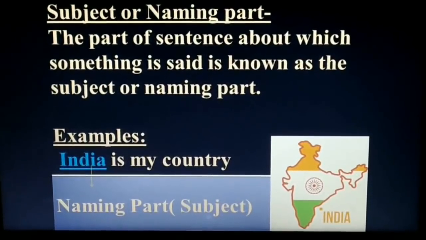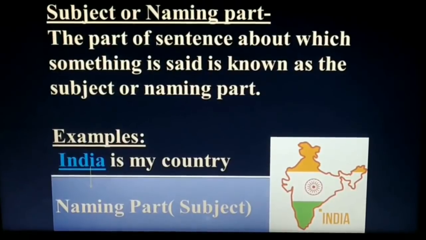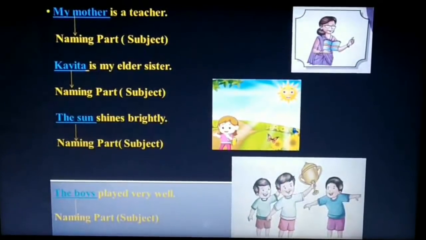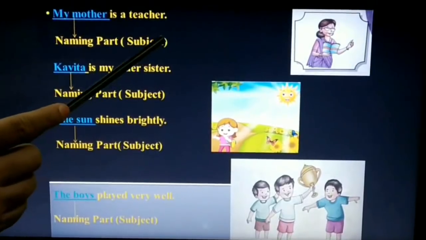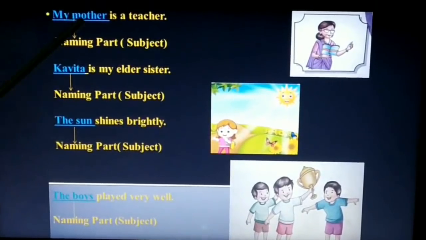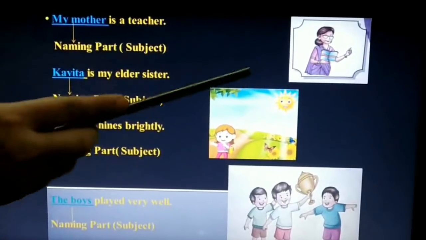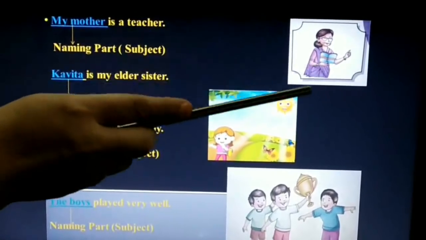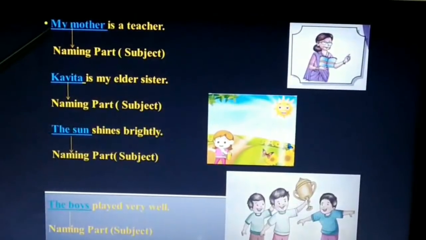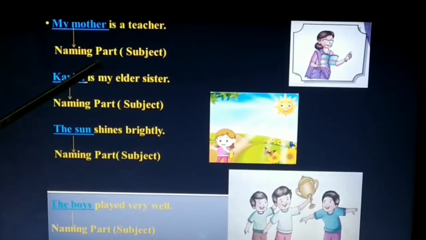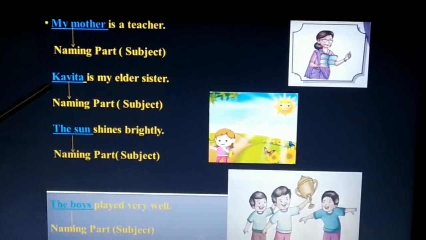Now, let's see the second example. My mother is a teacher. Now, see in this sentence, my mother is a naming part. Can you see the picture of mother? Yes. So, here my mother is a naming part. Subject.